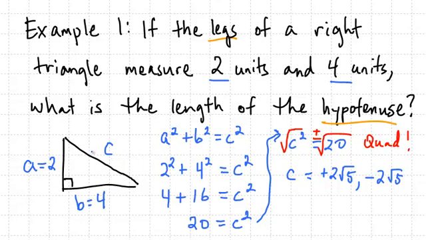So, looking at c, if c could either be positive 2 root 5 or negative 2 root 5, I'm actually going to reject the solution of negative 2 root 5. Because I know that the length of a side of a triangle can never be negative. So my final answer is that if this triangle has legs of 2 units and 4 units, then the hypotenuse has a length of 2 root 5 units.